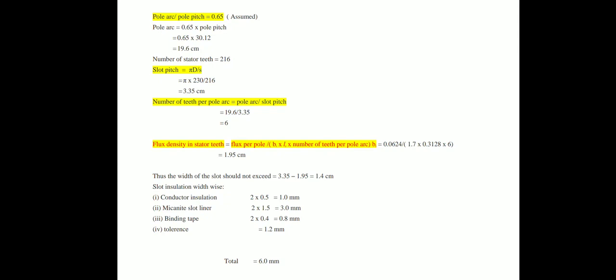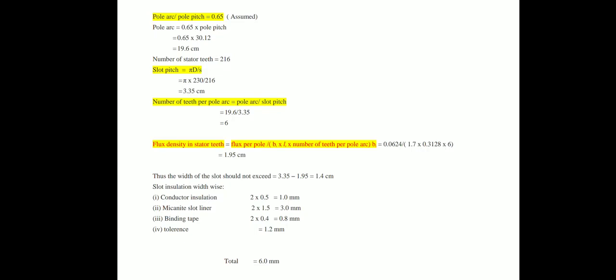Number of teeth per pole arc is equal to pole arc by slot pitch. Put the values, you will get 6. Now the width of the stator teeth is equal to flux per pole divided by Bt into Li into number of teeth per pole arc. Put the values: 0.0624 divided by, in the same bracket, 1.7 into 0.3128 into 6. The result is 1.95 centimeter. Thus the width of slot should not exceed 3.35 minus 1.95, which is equal to 1.4 centimeter.